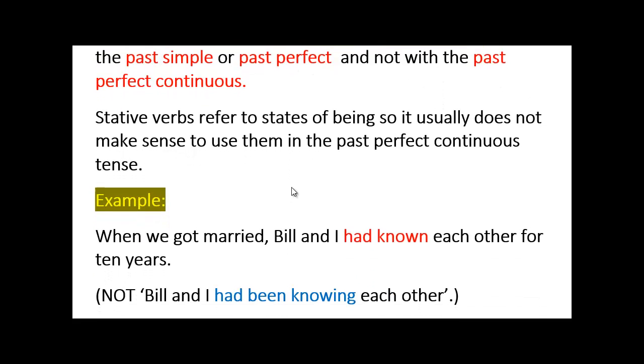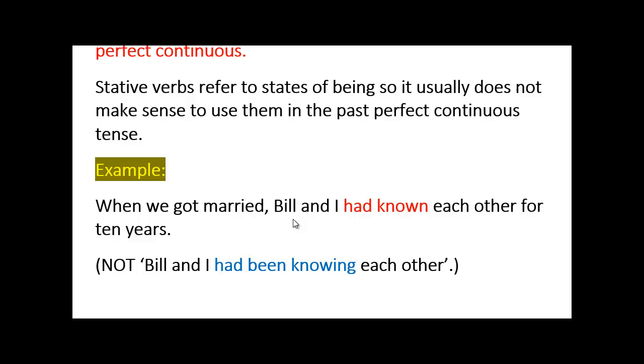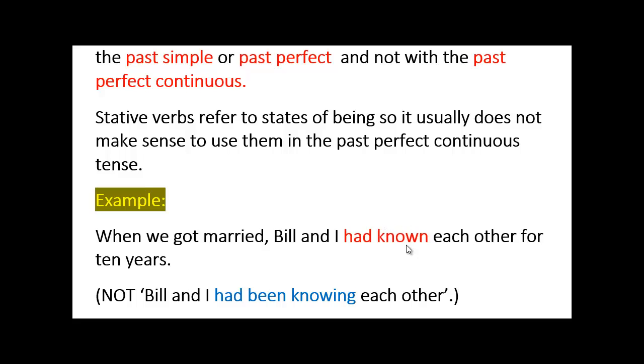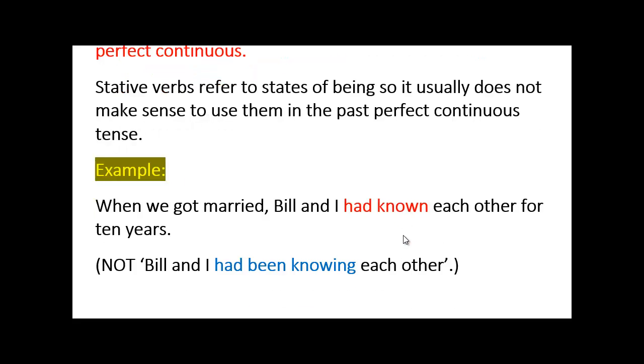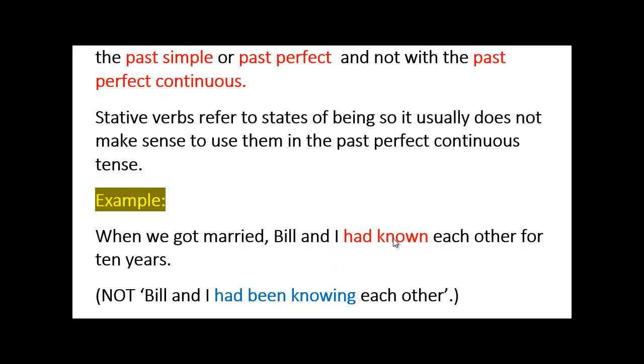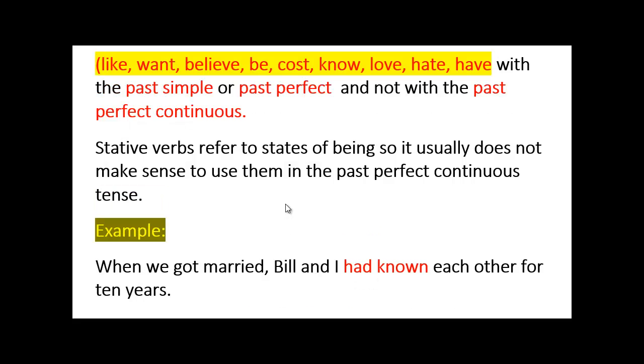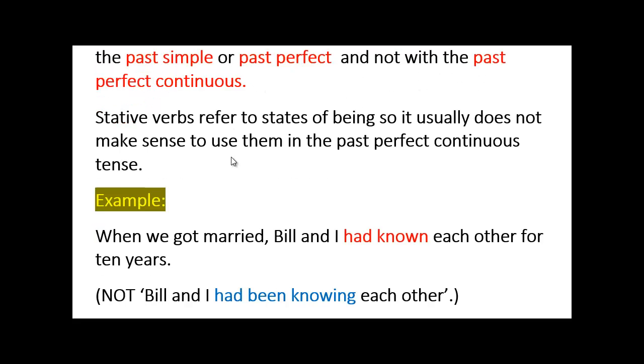And here is an example. When we got married, Bill and I had known each other for 10 years. So, had known, we're using the past perfect because the verb is known, a stative verb. You can't say, when we got married, Bill and I had been knowing each other for 10 years. It doesn't make sense. The right way to say it is had known. Or you could use the past simple, but not the past perfect continuous.